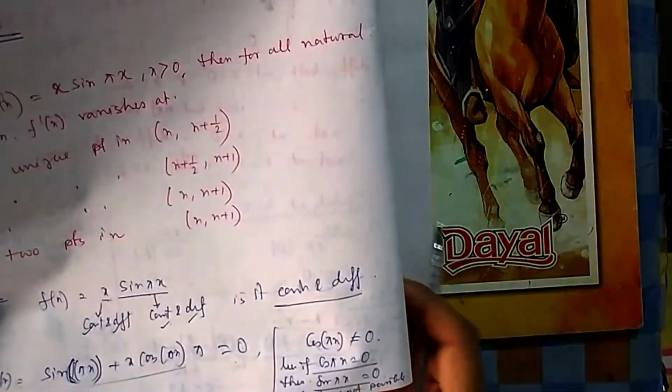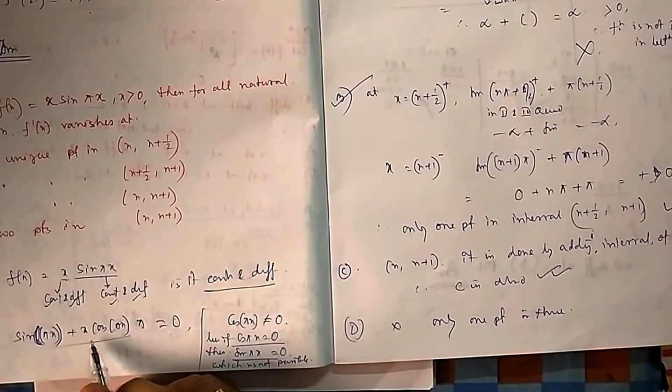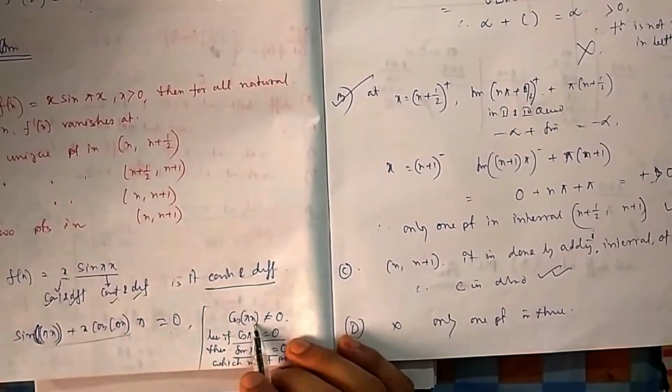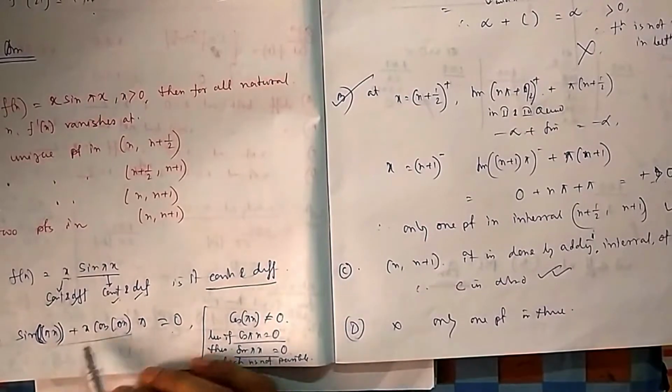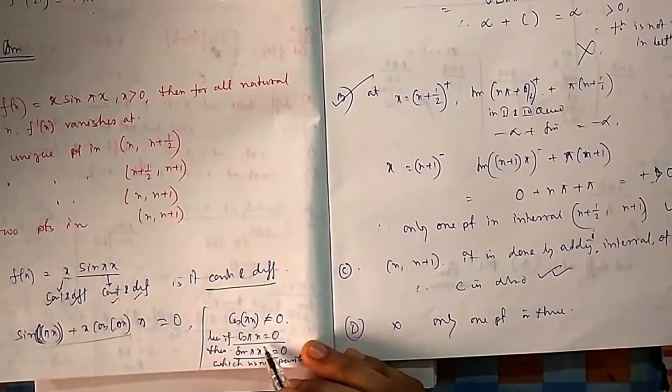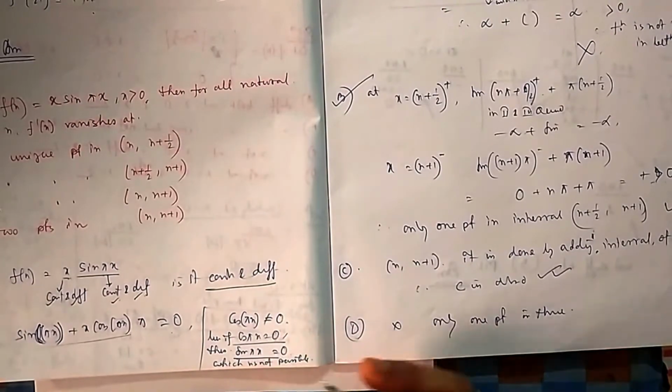This should be equal to 0. Now one thing you can think is that cos πx is not equal to 0. If cos πx becomes 0, then your sin πx is also 0. But at the same value of x, both things cannot be 0. If cos πx is 0, then sin πx cannot be 0.